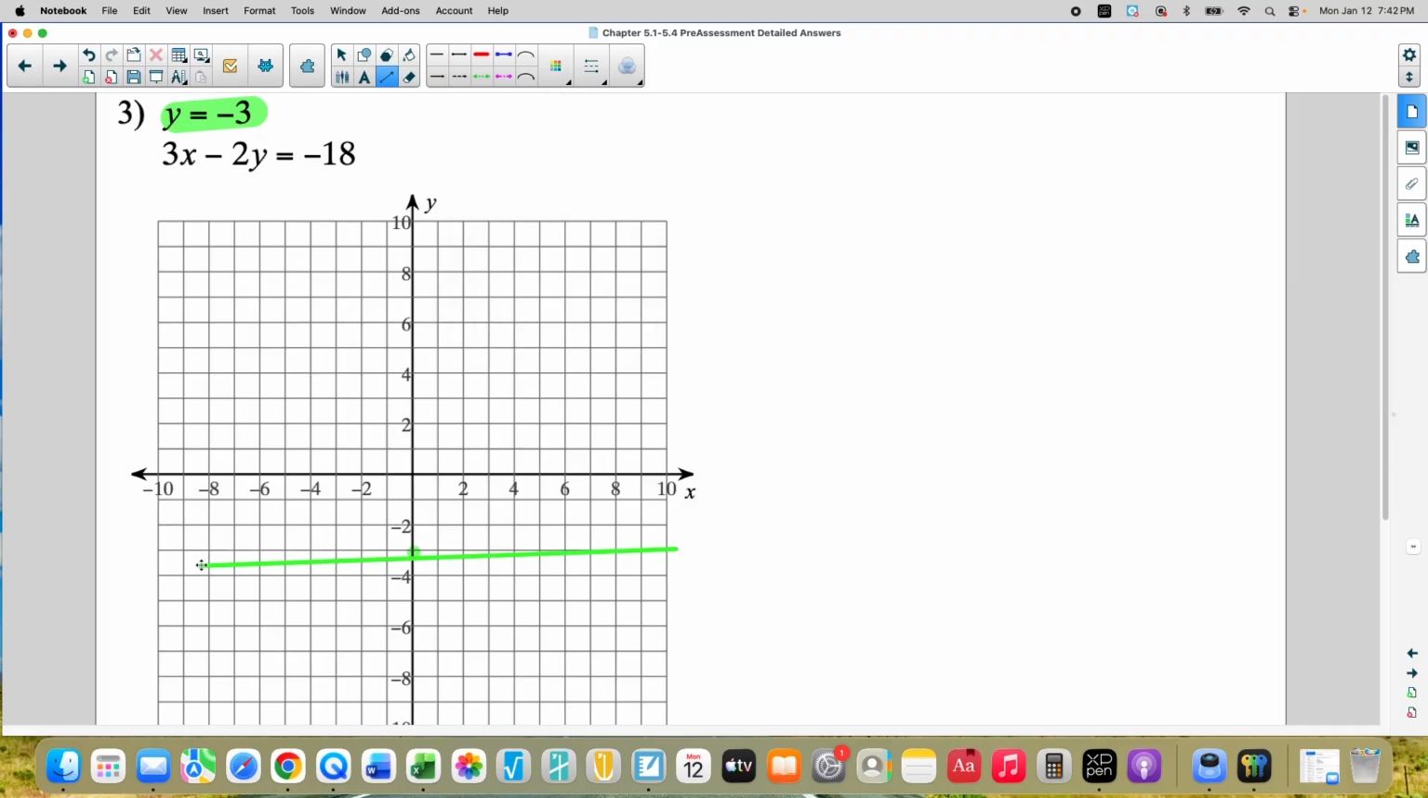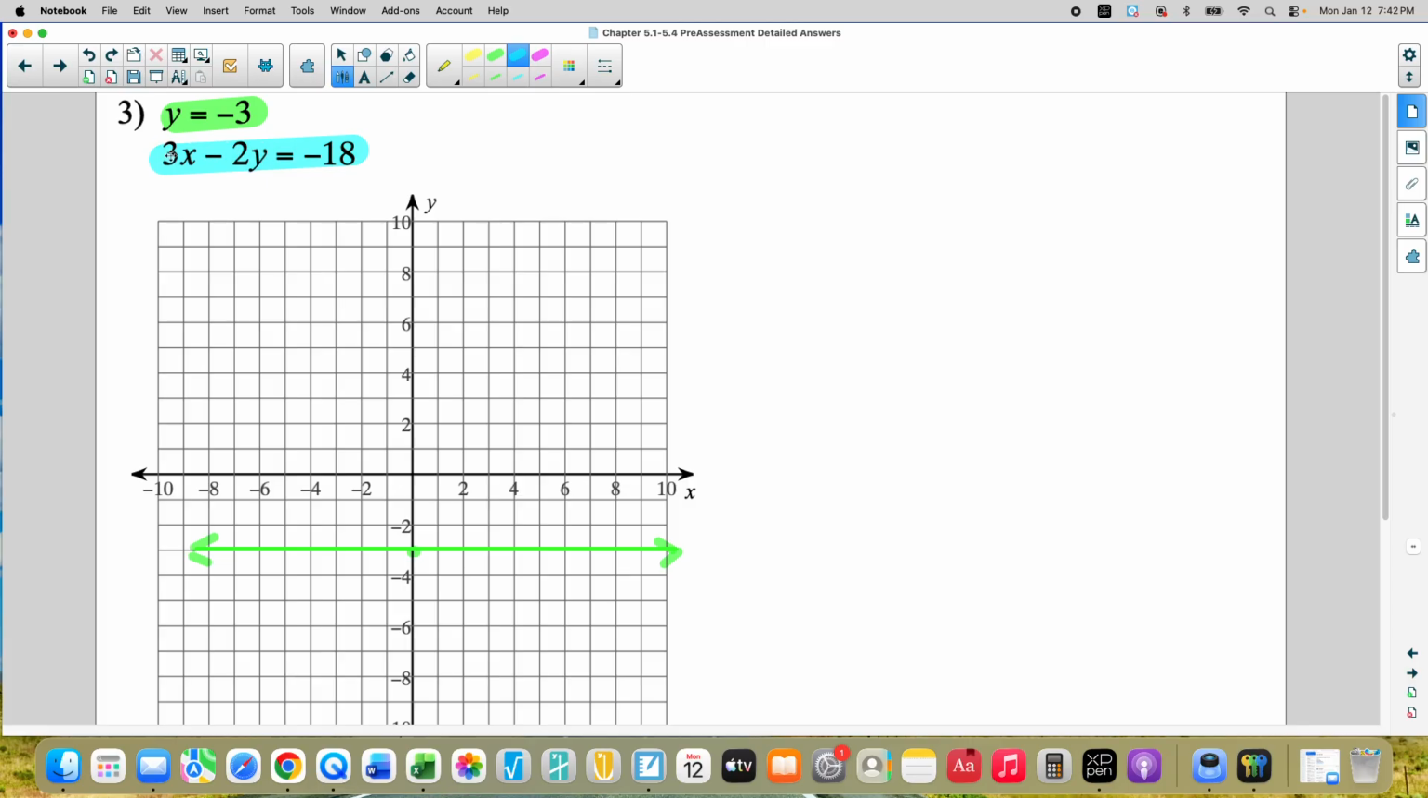So it's a horizontal line. I got a couple mistakes there. There you go. So that is the solutions, all the solutions to this equation.